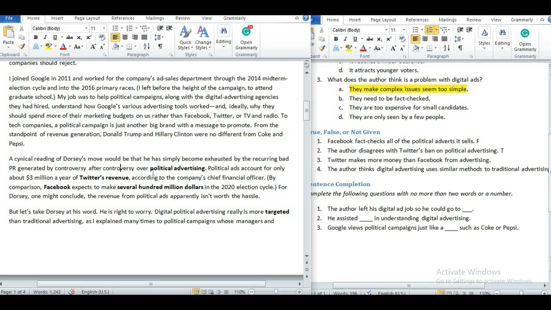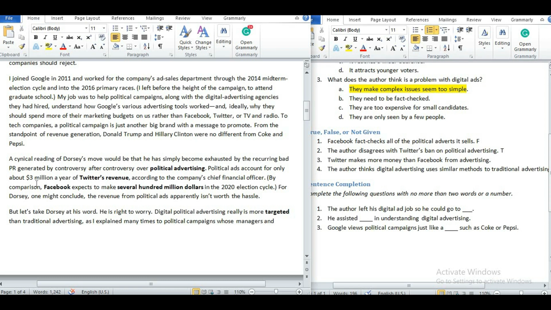Political ads account for only about $3 million a year of Twitter's revenue. Okay, so Twitter makes more money than Facebook. Does Facebook make more money? By comparison, Facebook expects to make several $100 million in the 2020 election cycle. So it seems like yes, right? This is true. So several $100 million is more than $3 million.